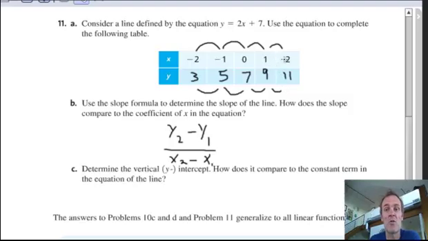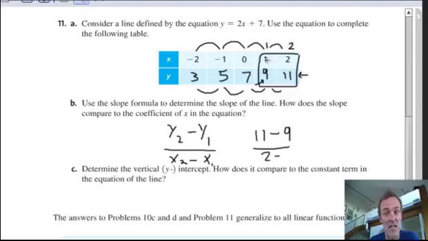If I just do, let's say, these two here, I'm going to call this the second set, and we'll call this the first set. So this here is y2, so 11 minus y1, these are the y values, which is 9. I've already said it's 2 by looking at the numbers, but over x2, that's 2, minus the first x, which is 1. I can say that's 2 over 1, which is 2.